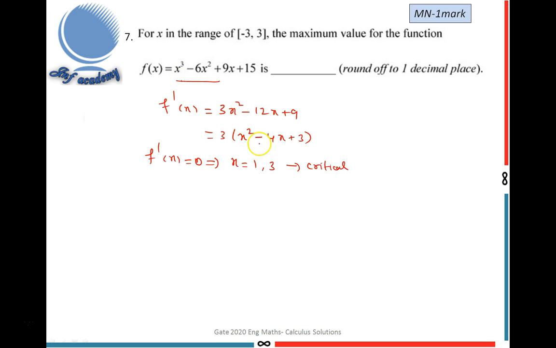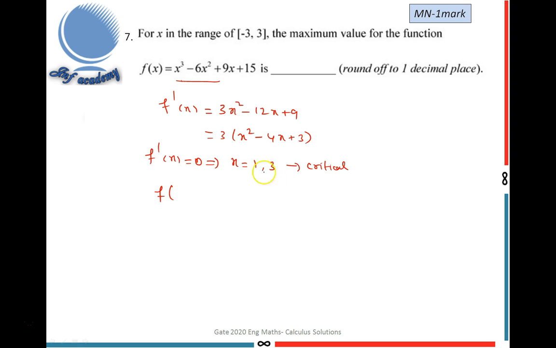These points lie inside the interval. So the endpoints are -3 and 3. Here a closed interval is given, so 3 is also included. Next I find the maximum or minimum value of the function.